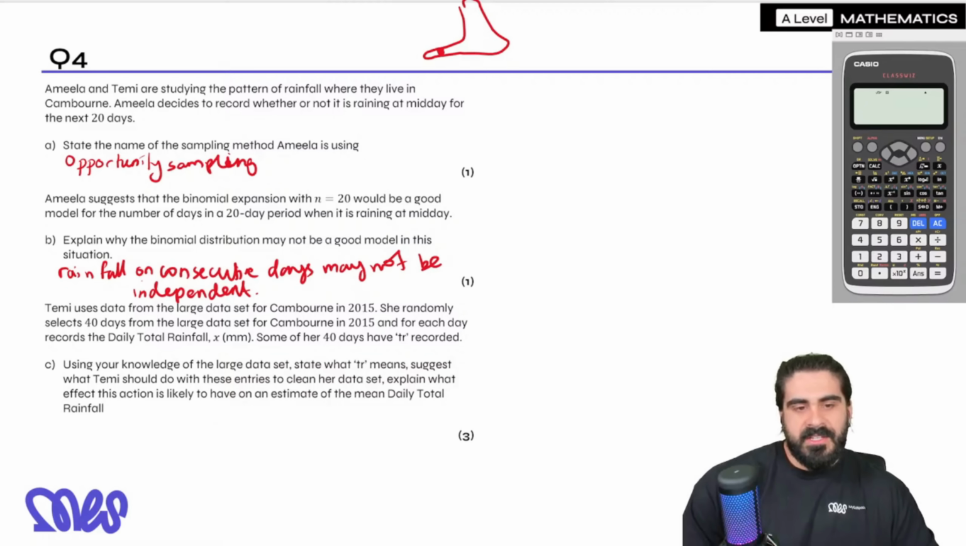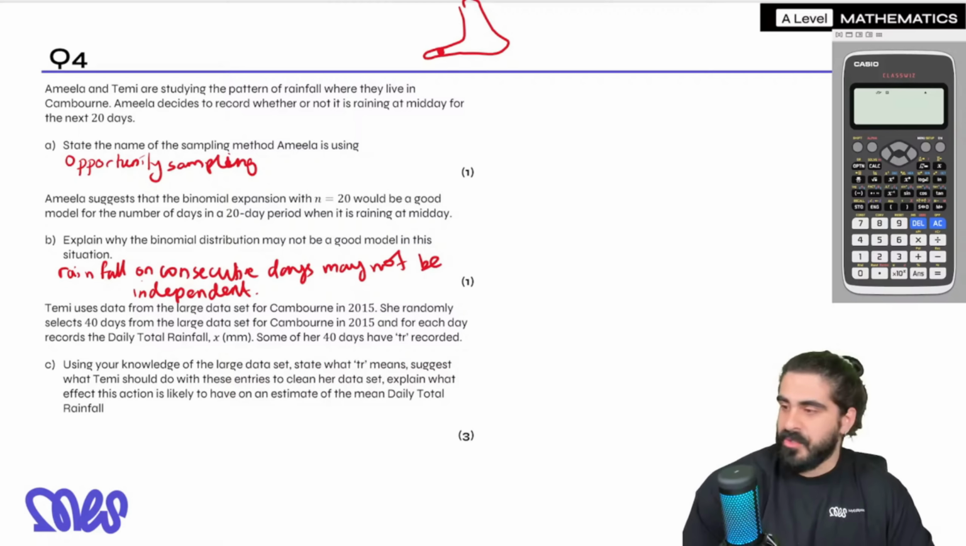Temi uses data from the large data set from Camborne in 2015. He randomly selects 40 days from the large data set for Camborne in 2015, and for each day records the daily total rainfall, x millimeters. Some of her 40 days have TR recorded. Using your knowledge of the large data set, state what TR means. Suggest what Temi should do with these entries to clean her data set, and explain what effect this action is likely to have on an estimate for the mean daily total rainfall.